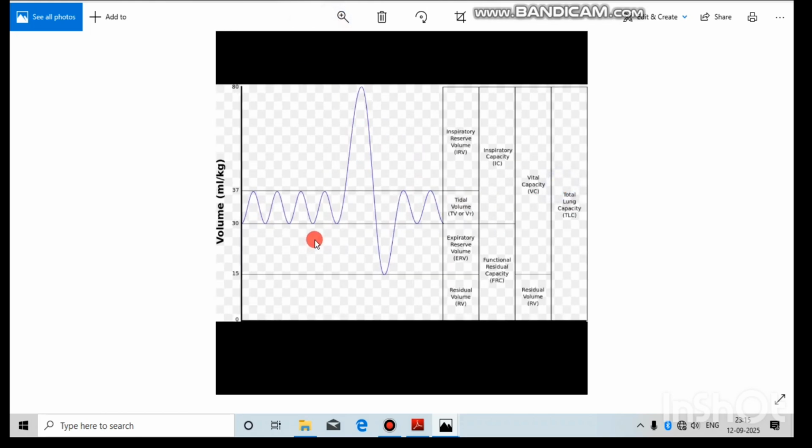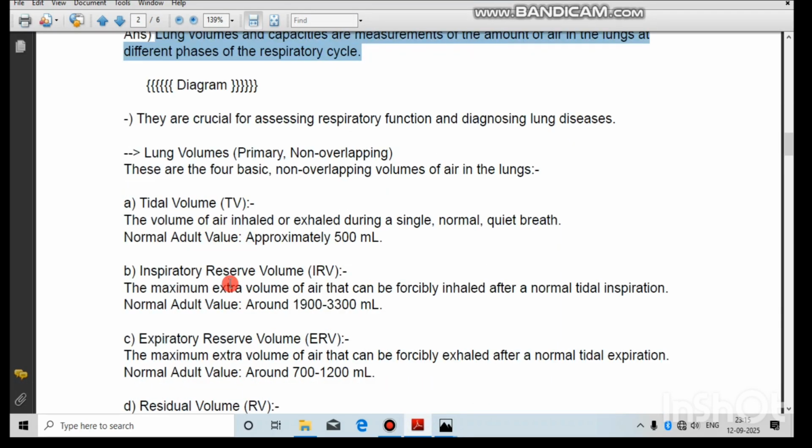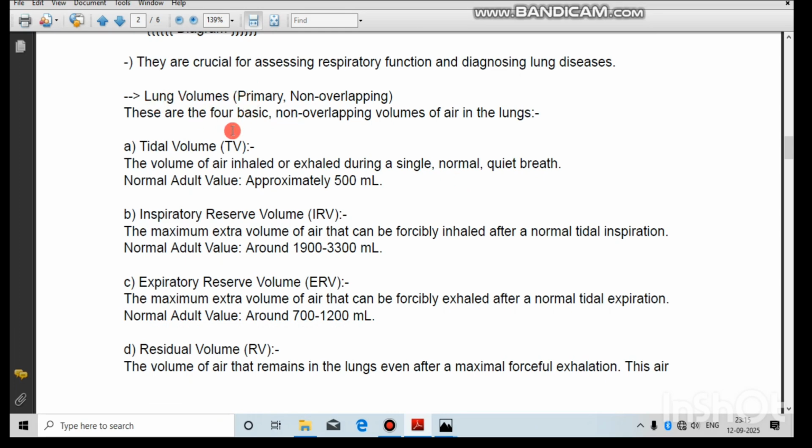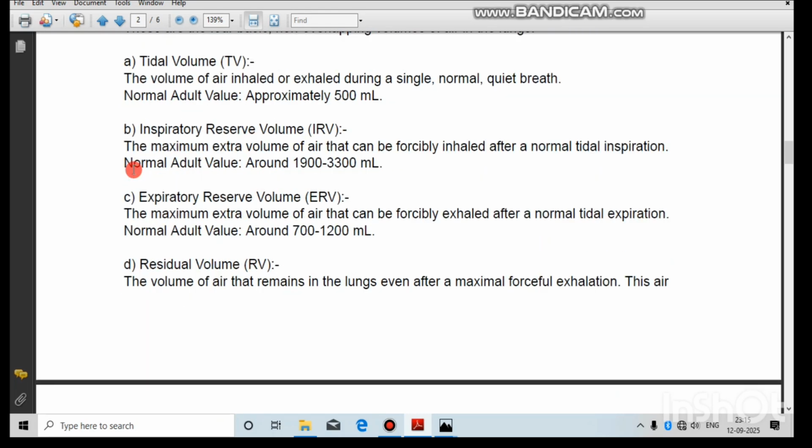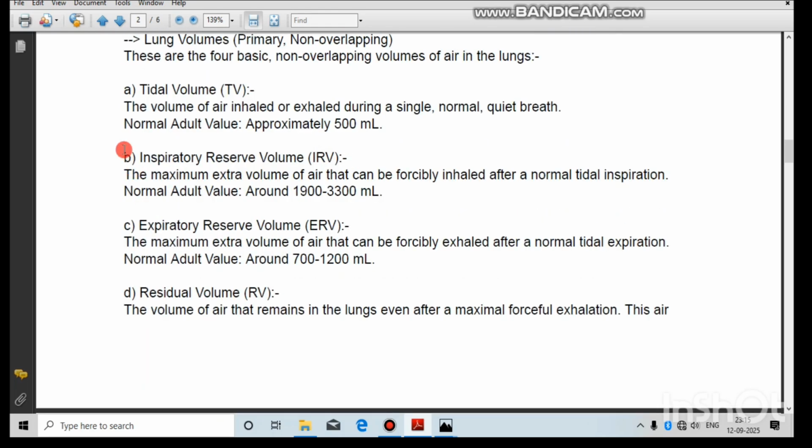Yeah, we have got the lung volume and capacities diagram, guys. They are crucial for assessing respiratory function and diagnosing lung diseases. The lung volumes are primary and non-overlapping. There are four types. The first one is the tidal volume, TV in short: the volume of air inhaled or exhaled during a single normal quiet breath. That should normally be 500 ml.